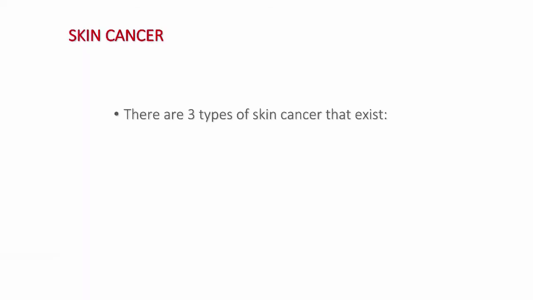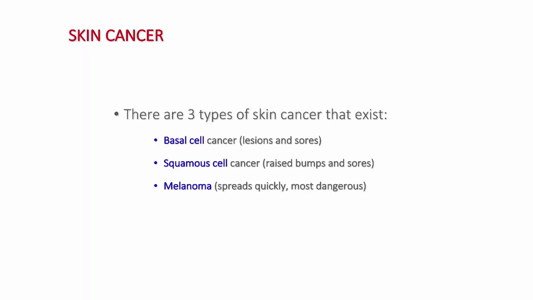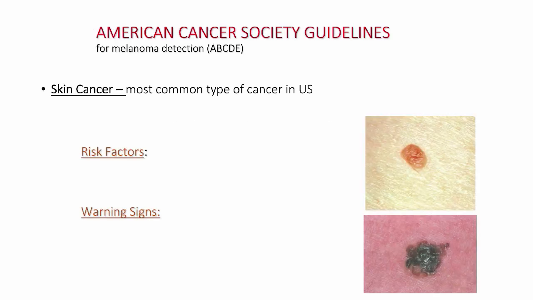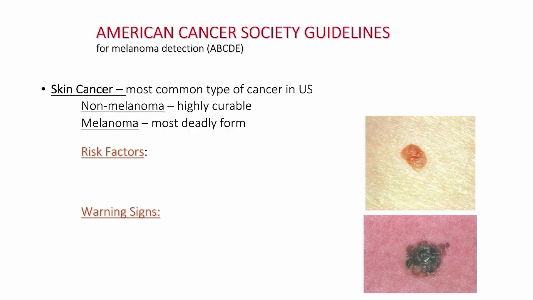There are 3 types of skin cancers, and it depends on the type of tissue in which they originate. Basal cell cancer, squamous cell cancer, and melanoma. Melanoma is the one that spreads most quickly and can be most dangerous. Skin cancer is the most common type of cancer in the United States. Non-melanoma is highly curable. Melanoma is the most deadly form.